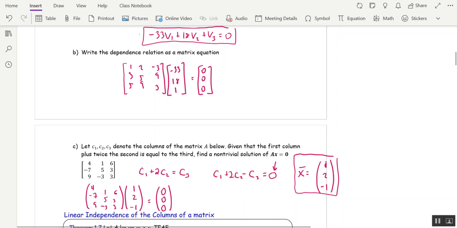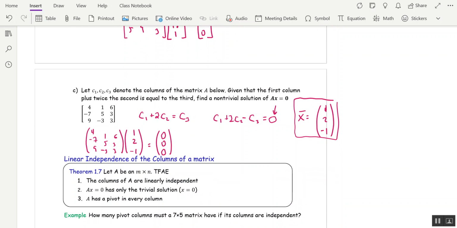All right, so big theorem, theorem 1.7. I named this myself. This is not theorem 1.7 in your book. I don't think there is a theorem 1.7. I'm just combining some important facts. Let A be an m by n matrix. The following are equivalent. The columns of A are linearly independent. AX equals 0 has only the trivial solution.